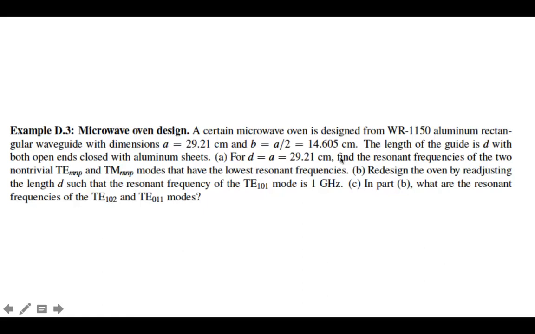So when D is equal to A, we want to find the resonant frequencies of the two non-trivial TE MNP and TM MNP modes that have the lowest resonant frequencies. We then want to redesign the oven by readjusting the length D so that the resonant frequency of the TE101 mode is 1 gigahertz. And then in part B, what are the resonant frequencies of TE102 and TE011?